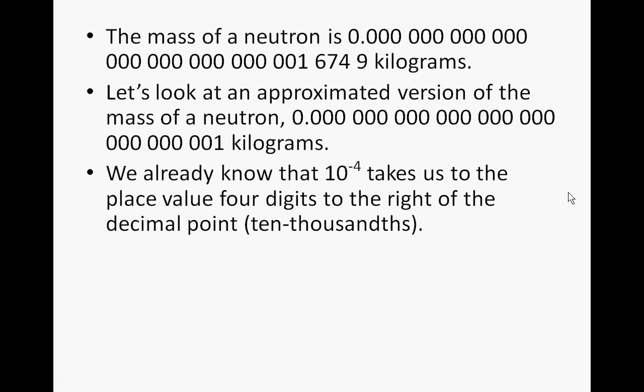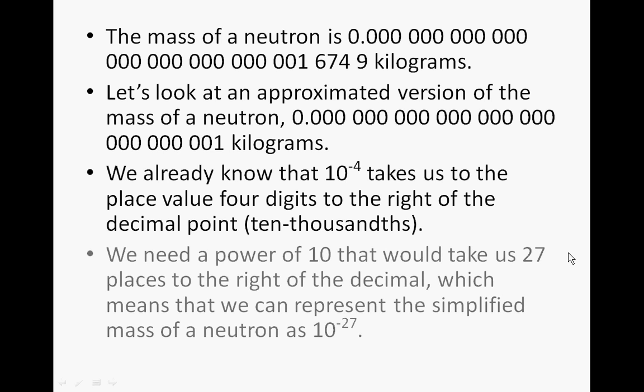Well, we already know that 10 to the negative 4th power takes us to a place value 4 digits to the right of the decimal point, which is the 10,000ths place. Well, we're going to need a power of 10 that would take us 27 places to the right of the decimal, which means that we can represent the simplified mass of a neutron as 10 to the negative 27th power.